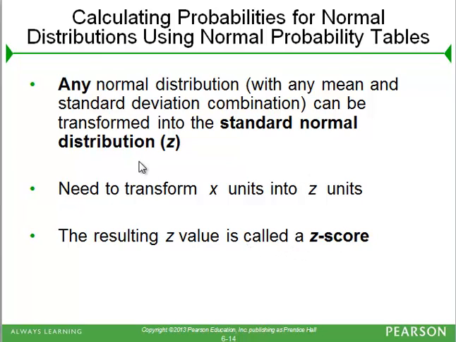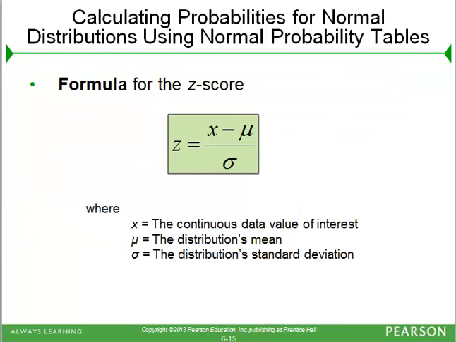The formula for that is z equal to x minus mu over standard deviation. So Z-score equals any value from that normal probability distribution minus the population mean, then divided by the population standard deviation.